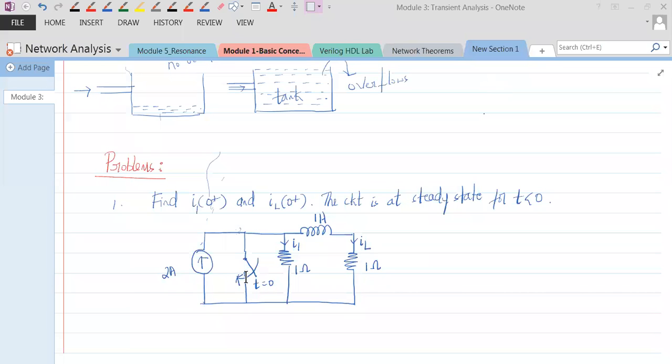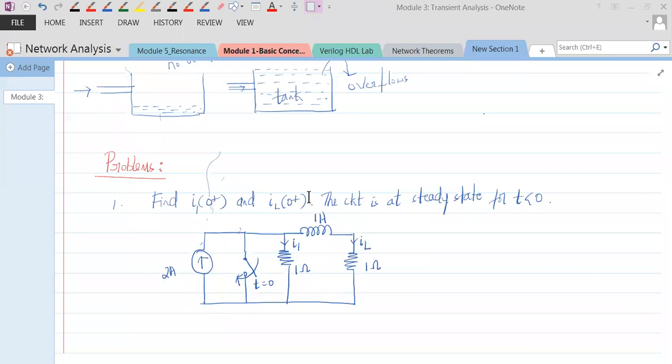What is the symbol telling you? This symbol very clearly tells that at t equal to 0, the switch is closed. That means at t equal to 0 minus, the switch was open. At t equal to 0, the switch is closed. That means at t equal to 0 plus, the switch is just closed. Everyone understand? That is the information that we need to gather from this.